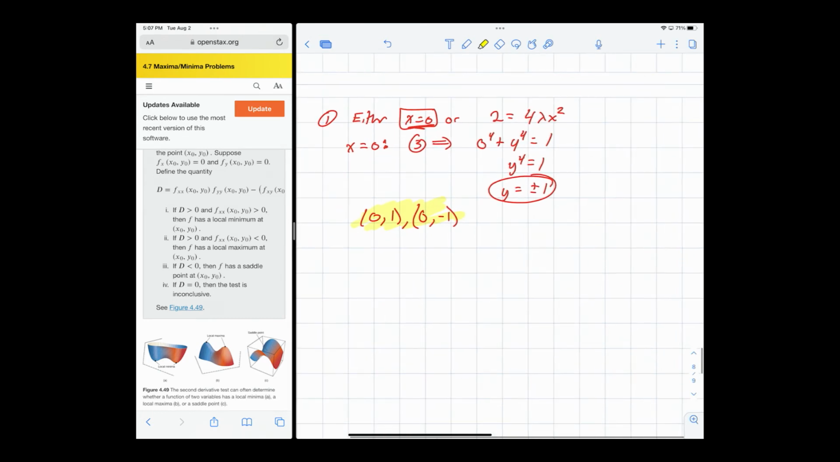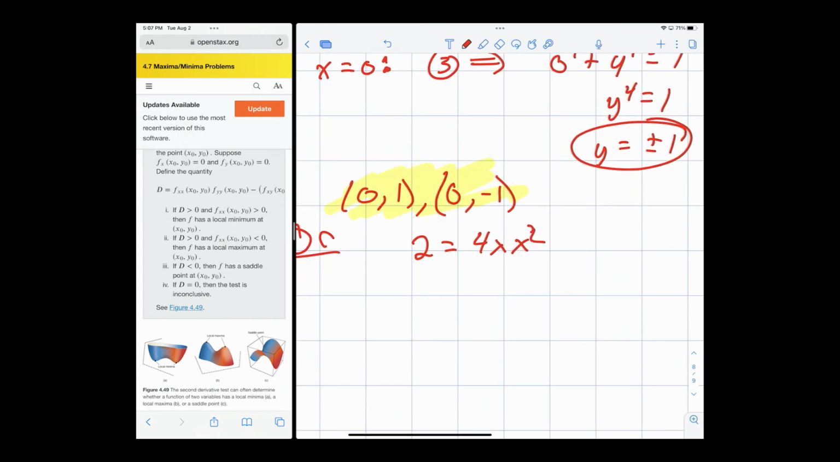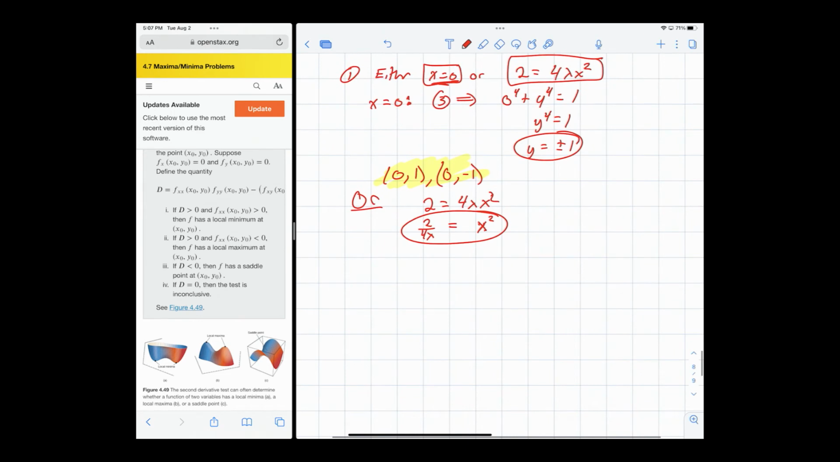And then the other choice was this one, 2 equals 4 lambda x squared. That was my other case. And if I solved this for x squared, I would get x squared is 2 over 4 lambda. And I'm just going to leave that here. Okay. Now do the same thing for the y's.